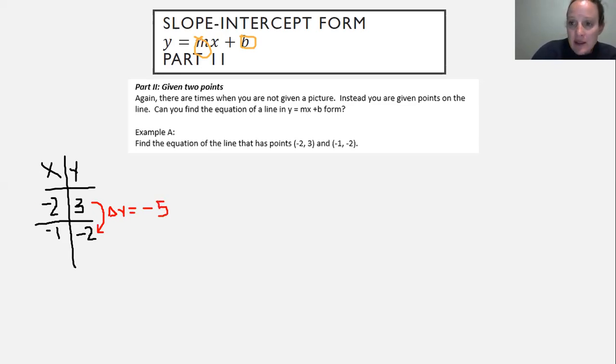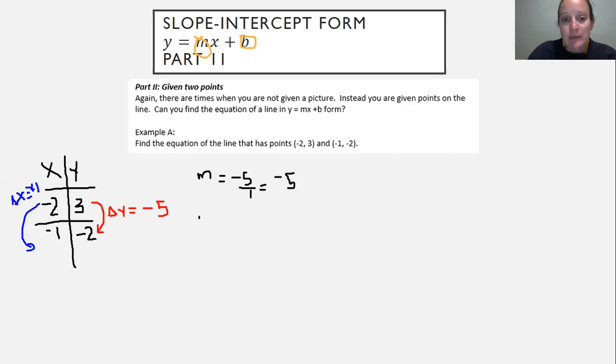Now I go to the left-hand side of the table and I find my change in x. I'm at -2 and I went to -1. So that means I just added 1. So then my slope is just m equals -5 over 1. Now if you prefer the slope equation over the table, perfect. You're good. You still get a slope of -5 if you use the slope equation.